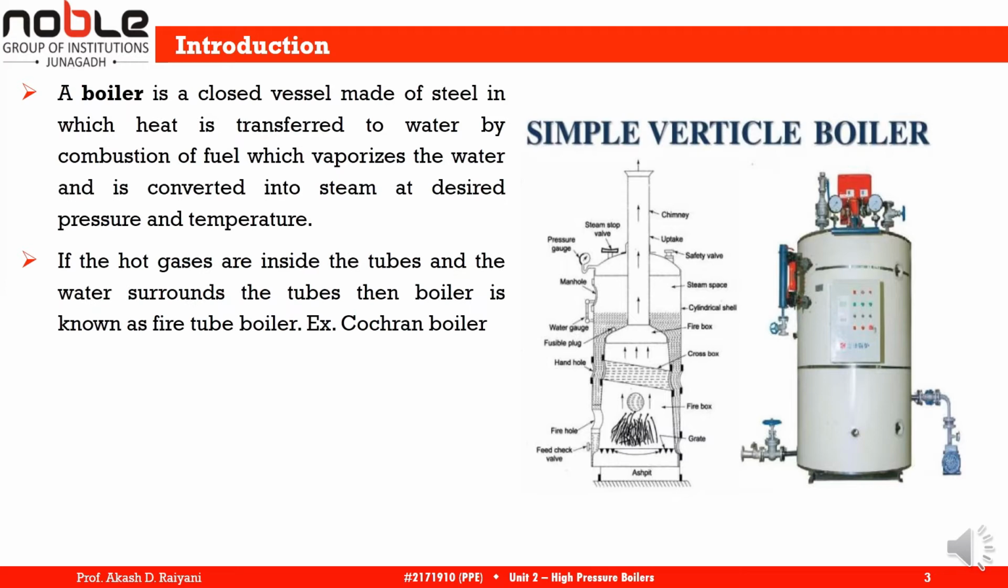Generally there are two types of boiler, which are fire tube boiler and water tube boiler. If the hot gases are inside the tubes and the water surrounds the tubes, then the boiler is known as a fire tube boiler, for example, the Cochran boiler.